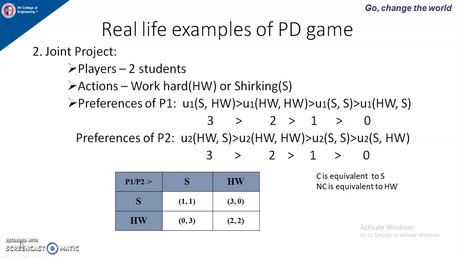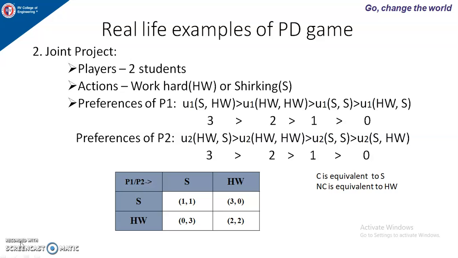Second real life example of prisoner's dilemma game is a joint project. Here the players are two students. Actions are work hard or shirking for both the players. Preferences are, player 1 prefers that he shirks and the other player works hard, over both of them working hard, over both of them shirking, and the least preferred will be he works hard and the other person shirks.